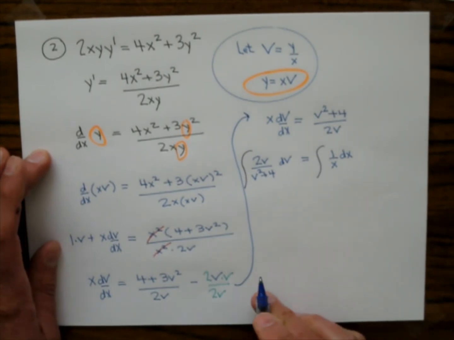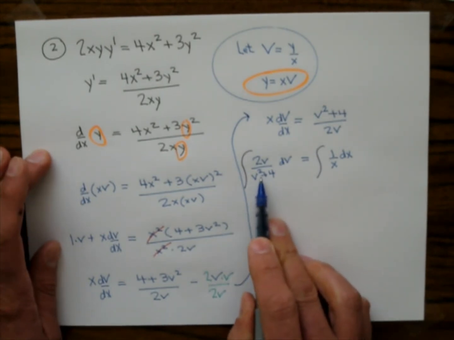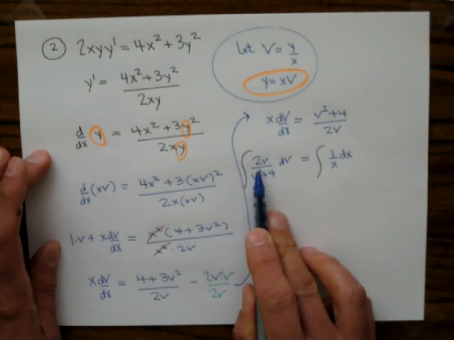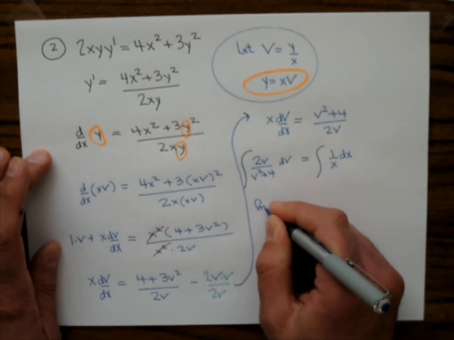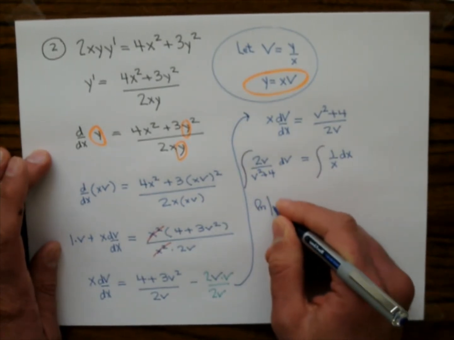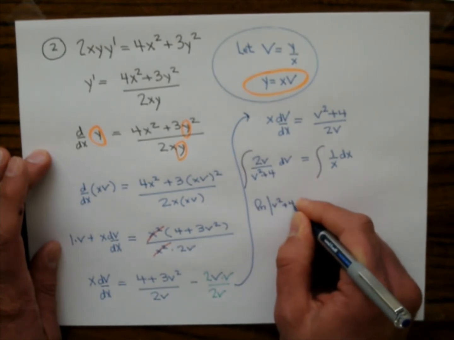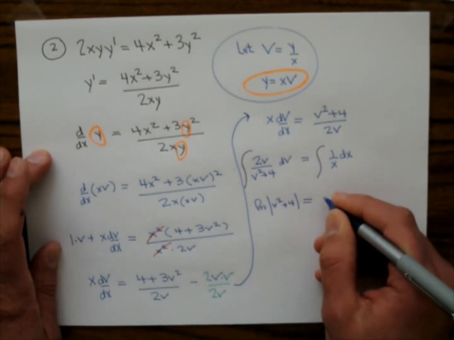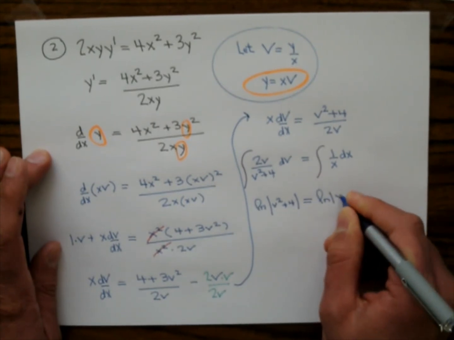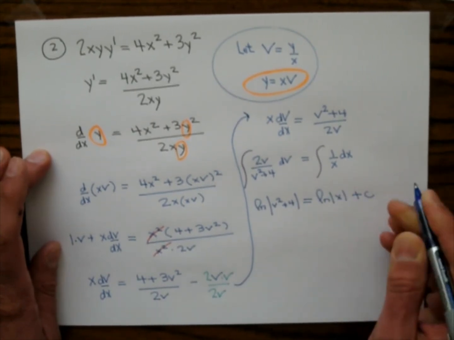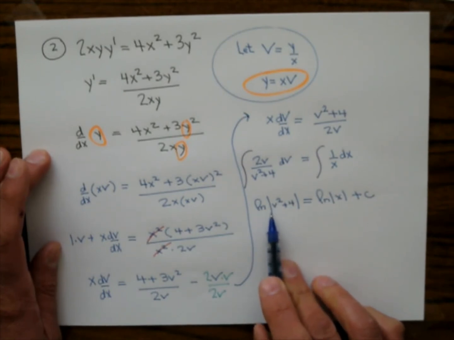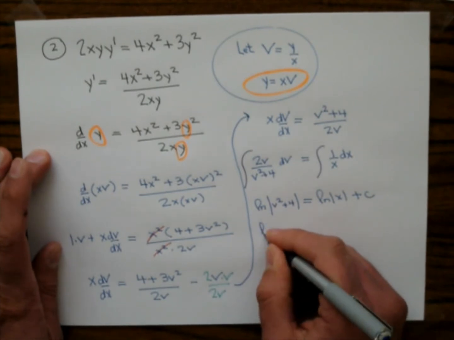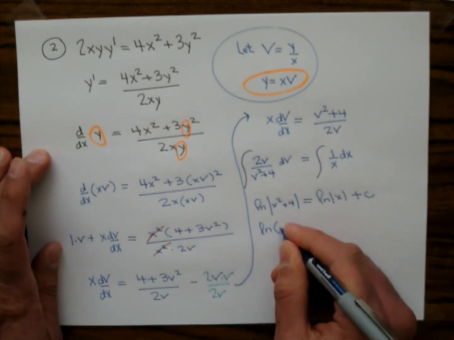When I integrate both sides, I see that I could do a u substitution here, but really I'm going to eyeball this one. The derivative of the bottom is right on the top, so that's going to disappear, and the integral is going to become the ln of the absolute value of v squared plus 4. This is going to equal the ln absolute value of x, and then we have our plus c here. Hopefully you can see that this absolute value is not needed because v squared plus 4 is always positive.